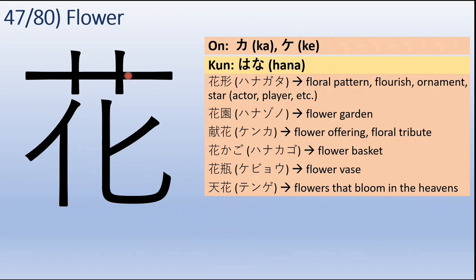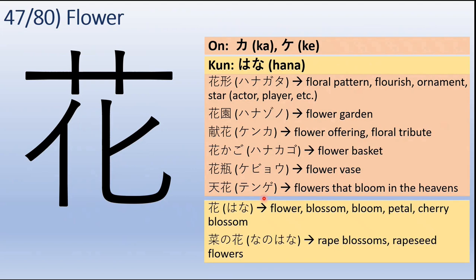Then we have hanakago, which means flower basket. We have kebbyo, which means flower vase. And then we have tenge, flowers that bloom in the heavens. In Kun'yomi, we have hana as flower, blossom, bloom, petal, or cherry blossoms. Then we have nanohana. Nanohana means rape blossoms or rapeseed flowers.